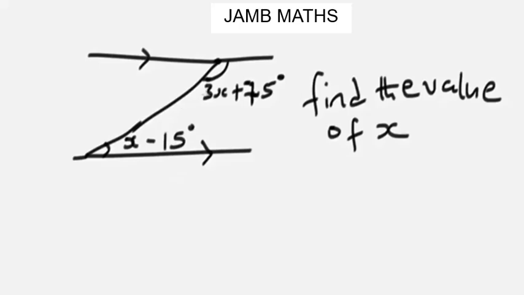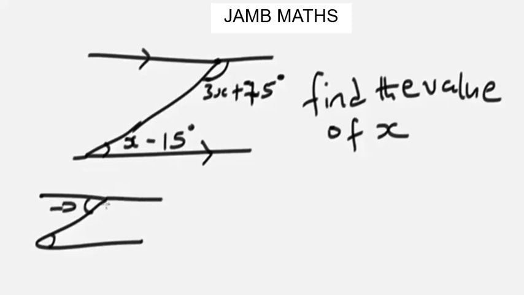Now, this is allied angle. This is not alternate angle. It's not alternate angle because if you look at this angle here, it's facing this side. Even if the shape was like this, and the angles were like this, it would have been alternate. But since this time around, this angle here is facing this side instead of this side, it is not alternate. So this is allied angle.